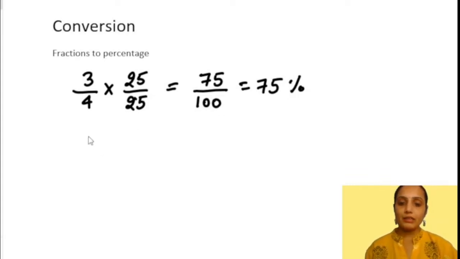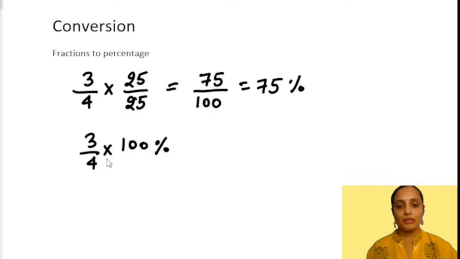Now there is a second method to do this: 3 by 4 into 100%. You multiply directly with 100% and try to simplify the denominator.